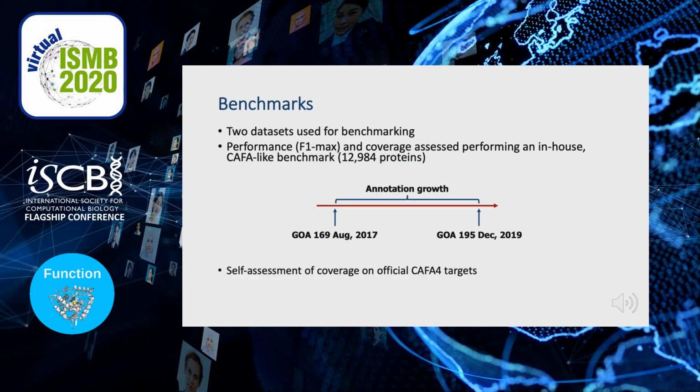We evaluated our pipeline using two different datasets. The first one has been generated to reproduce in-house a CAFA-like benchmark using GOA releases from August 2017 and December 2019 and computing the GO annotations that have been acquired in this time lapse. We use these specific releases in order to ensure that we have no overlap with any training data used for training our methods. We also perform self-assessment in terms of coverage using the official CAFA 4 targets.